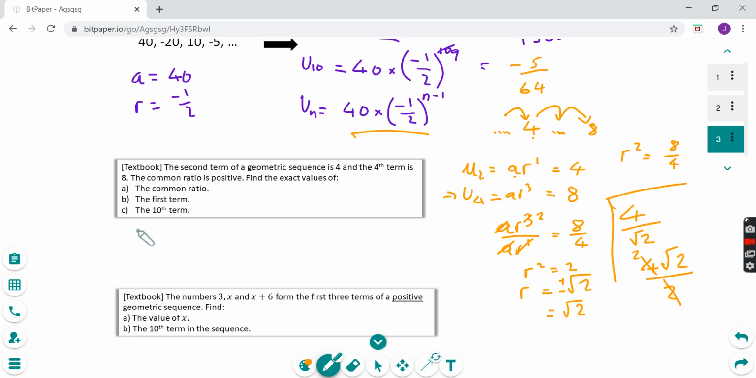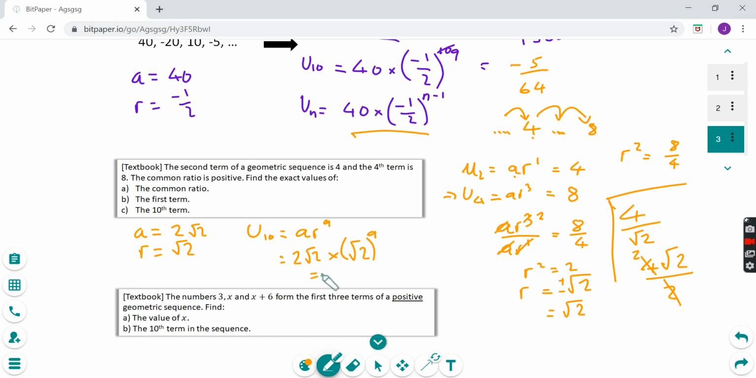Okay, so let's write these key terms down. So a equals 2 root 2, r equals root 2, and hopefully you should see that makes sense to get 4. So what's the 10th term? Well, the n minus 1 is 9, so let's put these numbers in. It's 2 root 2 times root 2 to the power of 9.